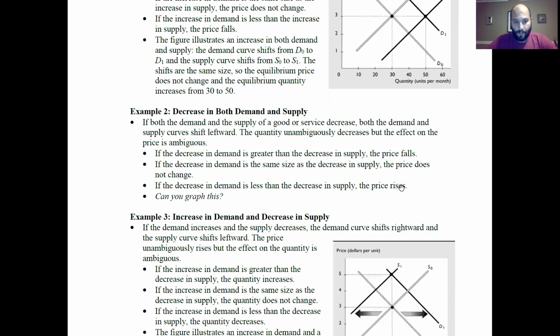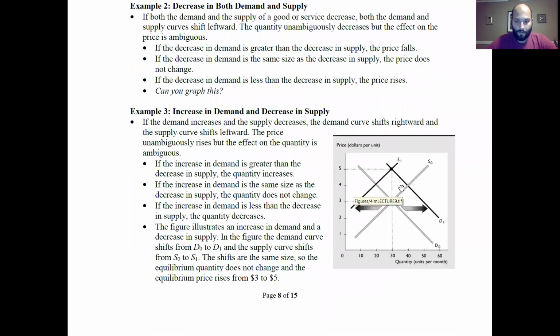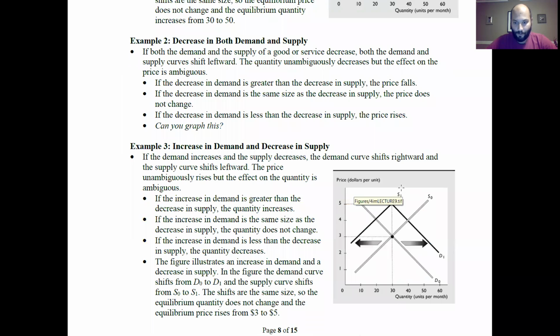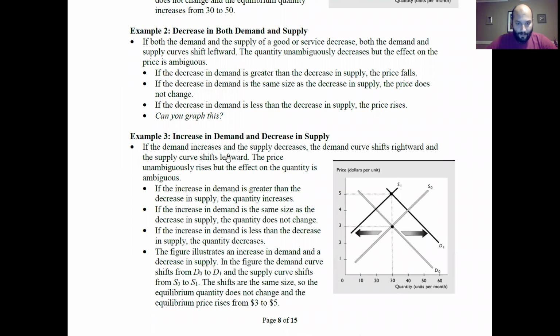Right, finally, we can do changes in both supply and demand. So here's an increase in demand and a decrease in supply. It helps to just draw these out. Here's our original equilibrium. We have an increase in demand. We have a decrease in supply. So a left shift in supply, rightward shift in demand.